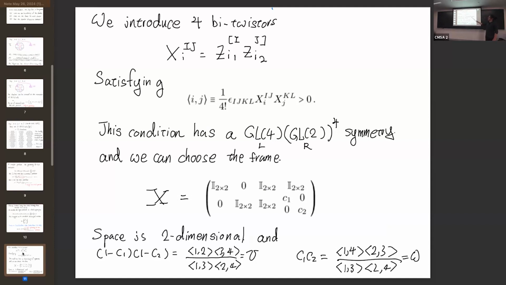This condition has a left GL4 and right GL2 to the 4 power symmetry. Just by this argument, you can see immediately that you only have 2 degrees of freedom under this condition. This is not surprising. These are the 2 cross ratios. At 4 points, you only have 2 cross ratios. So essentially, we're defining the space for the 4 point, and therefore it should be just 2 degrees of freedom. And these 2 degrees of freedom you can identify with the usual Z and Z bar, for people who are more familiar with doing correlation functions of 4-point functions.